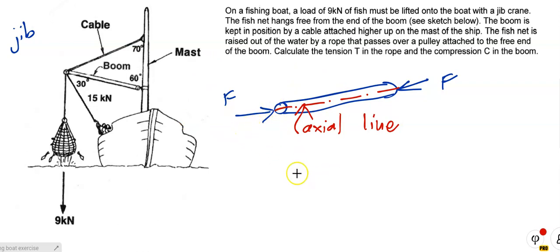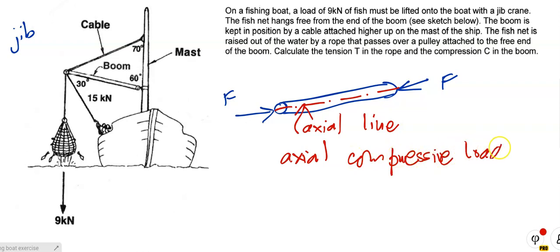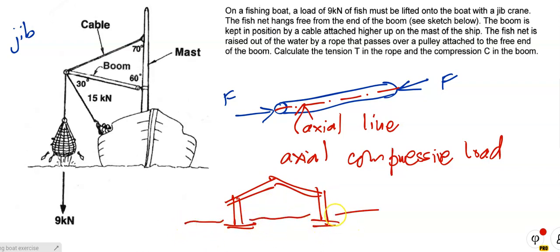And because it's squeezing the member, we say that's an axial compressive load. So all columns in the building, columns, vertical members. If I look at the building, it looks like this. Very roughly. Those are columns. They are under compression. The load is pushing down on it, but the column resists the other way and says, you ain't going anywhere, I'm going to hold you up in the sky. It's undergoing a compressive load.